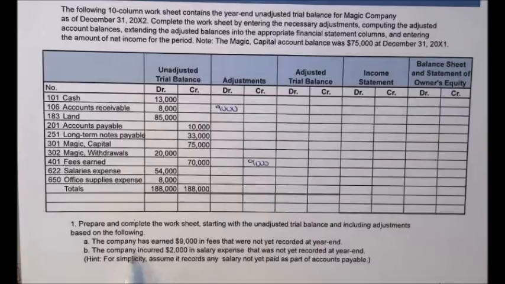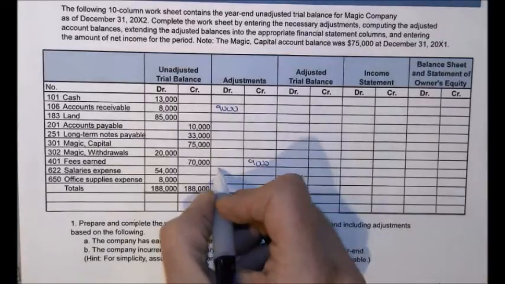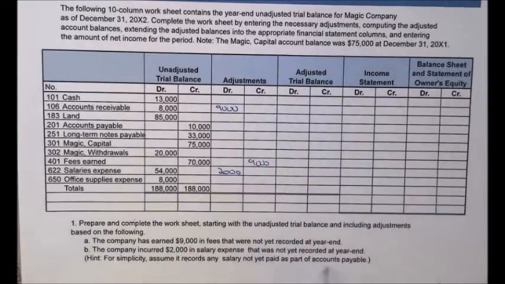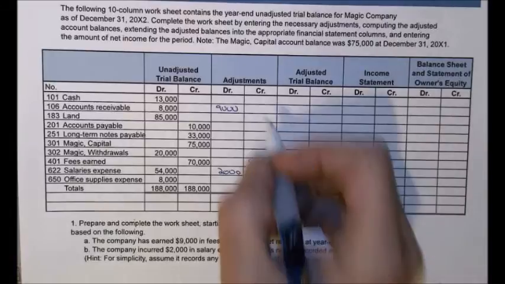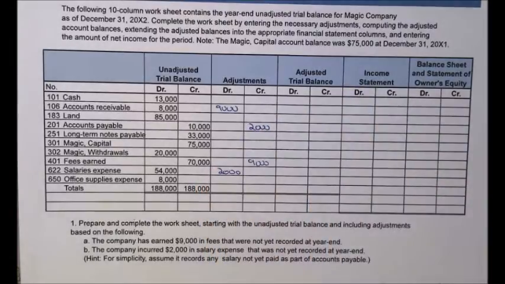The next one says the company incurred $2,000 in salary expense that was not yet recorded at year end. That's an accrued expense. We owe the employees this money. It's an expense in this period, but we haven't recorded it yet. So for $2,000, I'm going to debit salary expense. Here it tells us to use accounts payable because we don't have a salaries payable. So I come up here to accounts payable and credit that for $2,000.